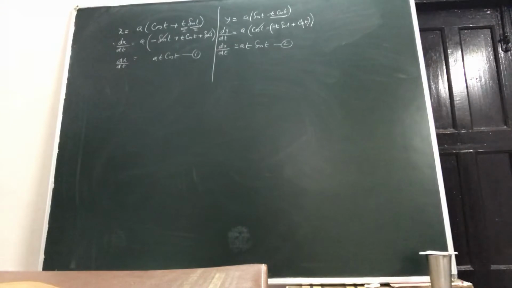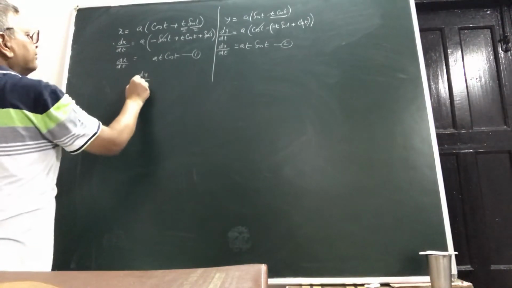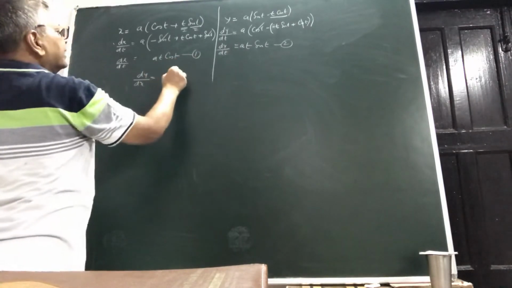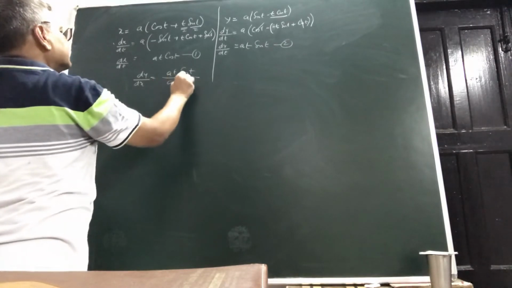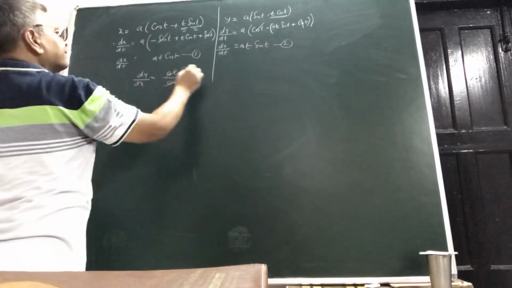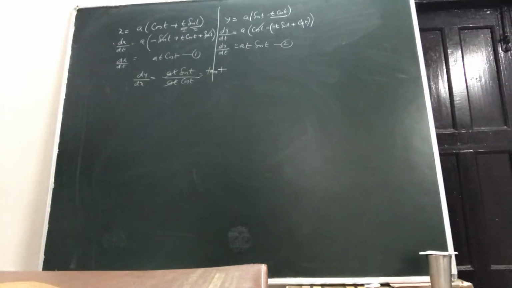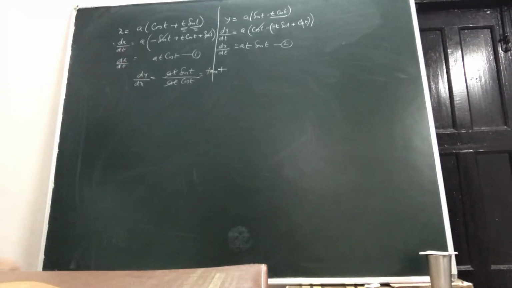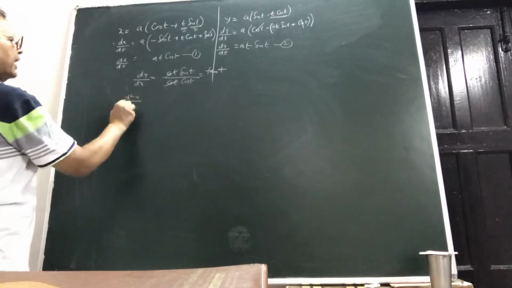Now see, therefore dy by dx will be what? dy by dt upon dx by dt is a sin t upon a cos t. So a cancels, you get tangent t. Okay, so this is dy by dx. You have to find what? d2y upon dx square. So what you will do? You will differentiate it once again with respect to x.